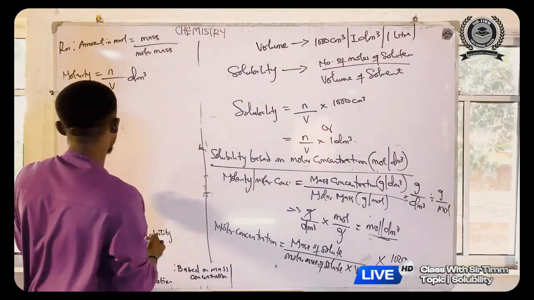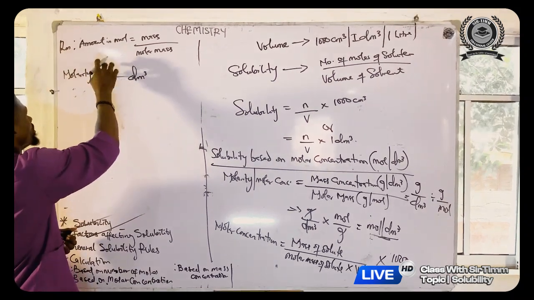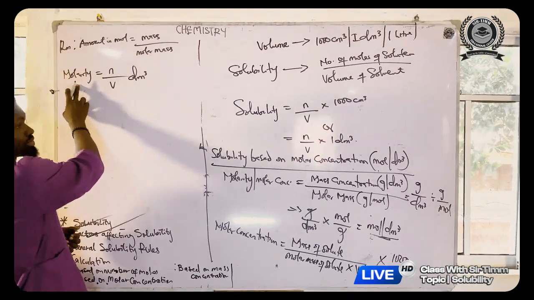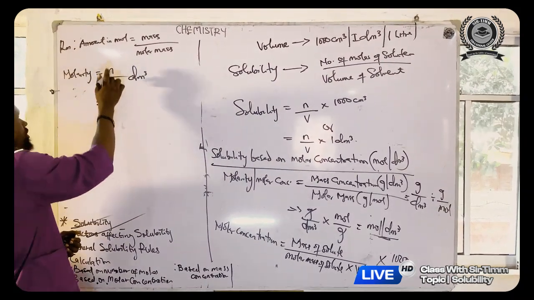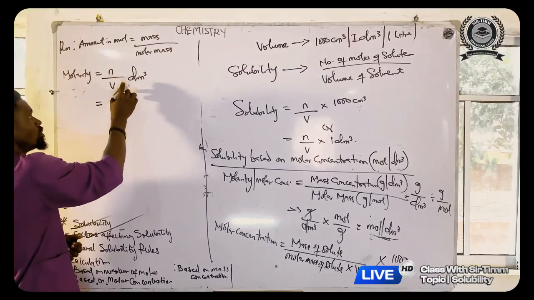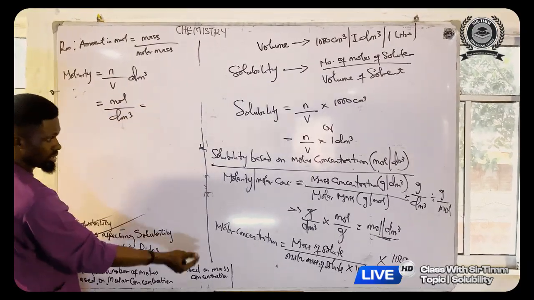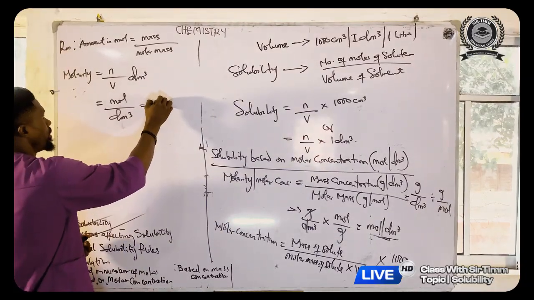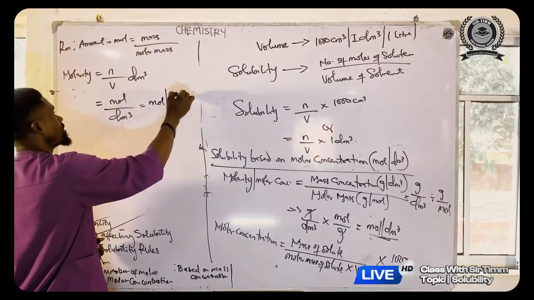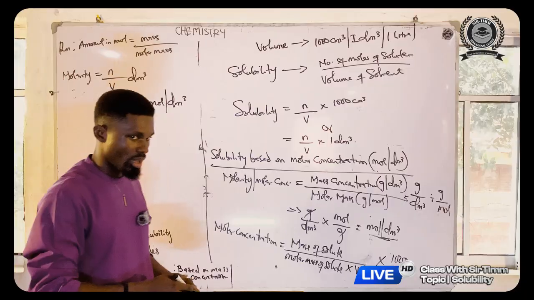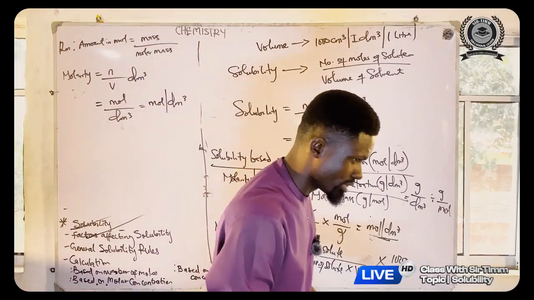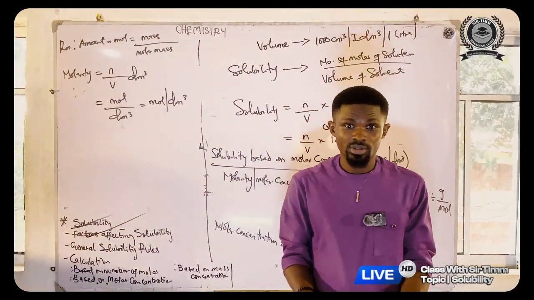So the molar concentration, which is the same thing as molarity, has the number of moles measured in mole and the volume measured in dm3, so my answer is still in mole per dm3. Am I communicating? Are you with me? Any question?